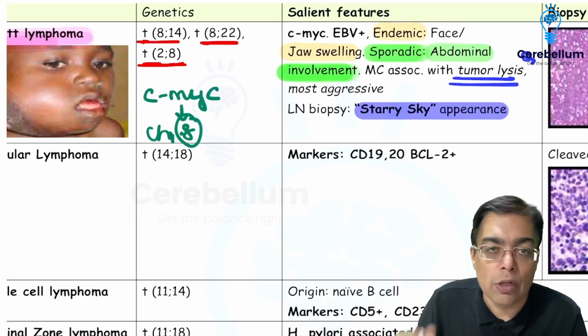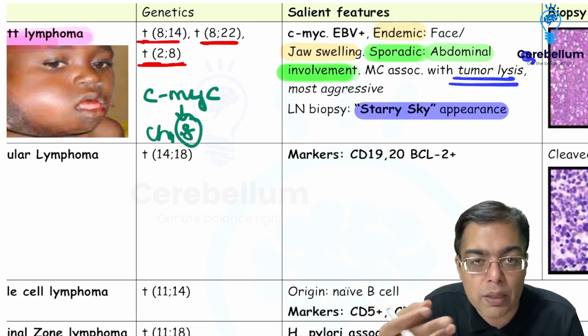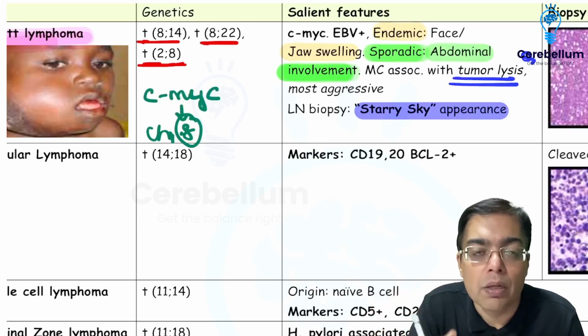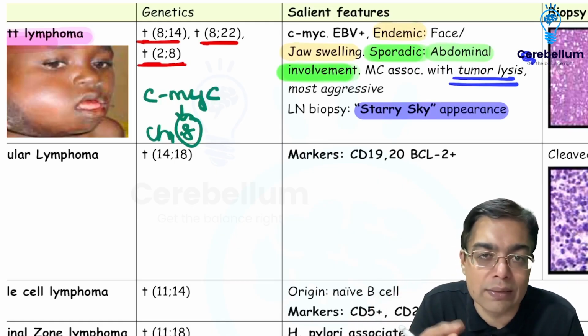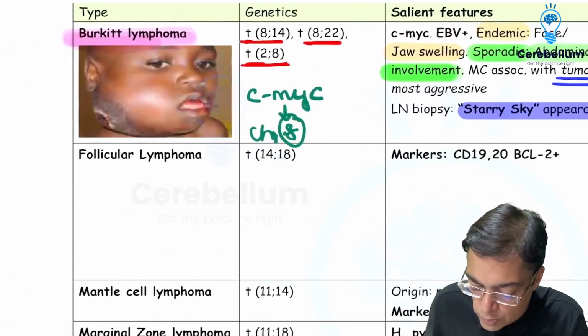Remember the same condition which you wish to prevent it. And how do you prevent it? Keep your patient hydrated. Give him drugs which will help in the excretion of the uric acid, drugs like rasburicase. So that's what we need to remember over here.